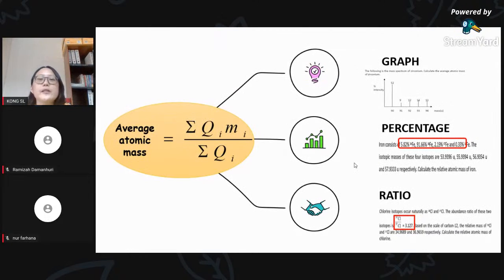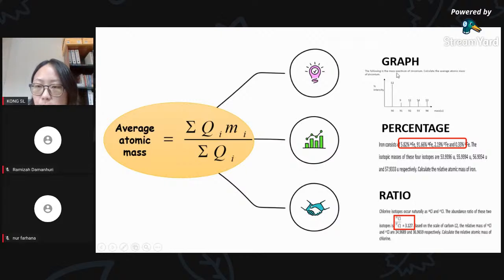Okay. Normally, the questions for average atomic mass are of three types. One is graph, so you must know how to read the graph. The second one is percentage. And the third one is ratio. Okay, I won't go through the details with you all.